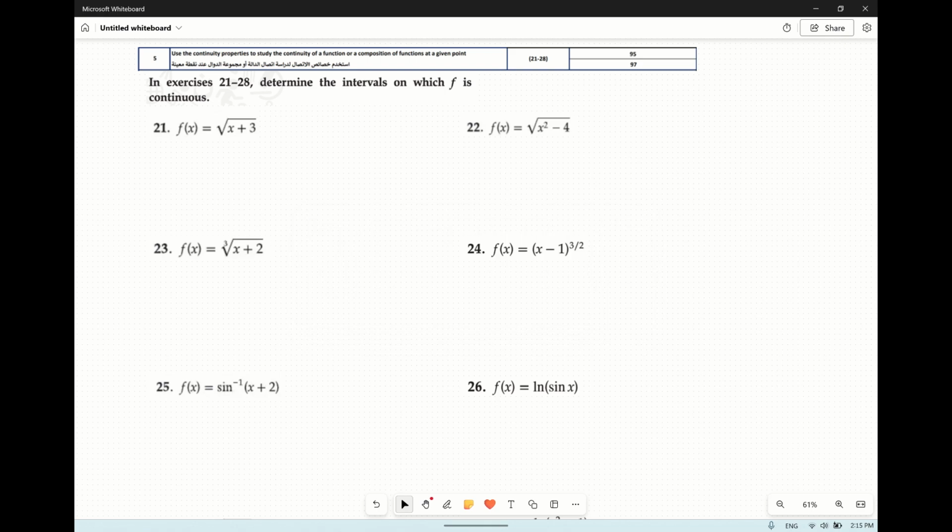Question number 5 in the EOT. Determine the intervals on which f is continuous. Now over here to start, all that you need to know is the following.